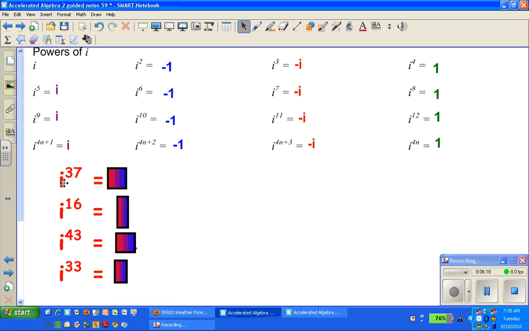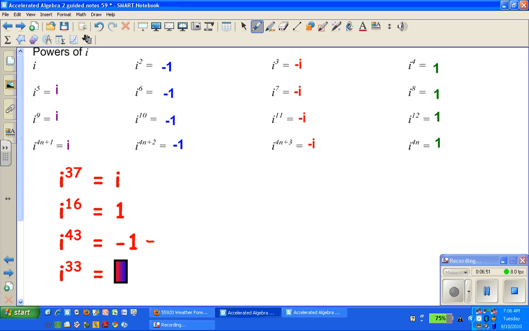So in simplifying these, is i to the 37th a multiple, or is 37 a multiple of 4? No. It's 1 more than a multiple of 4 because 36 is a multiple of 4, so you get i. Is 16 a multiple of 4? Yes, so then you just get 1. Is 43 a multiple of 4? No, but 40 is the closest one underneath it, and it's 3 more, so if you're 3 more than a multiple of 4, you get negative i. Oops, that's supposed to be negative i, not negative 1. Sorry about that.